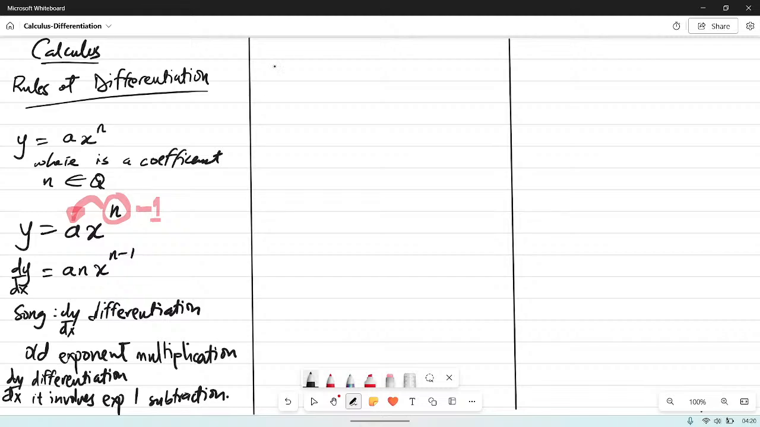When you go to integration, there's another mnemonic. I'll teach you when we get there. So differentiation is just obeying the rules. The dy/dx differentiation, old exponent multiplication. The dy/dx differentiation involves exponent 1 subtraction.